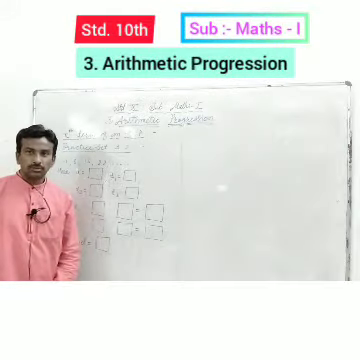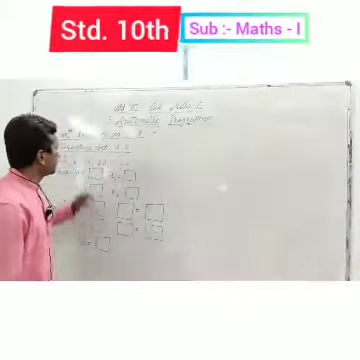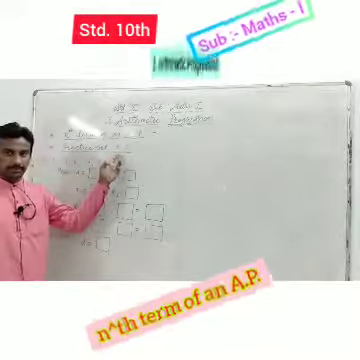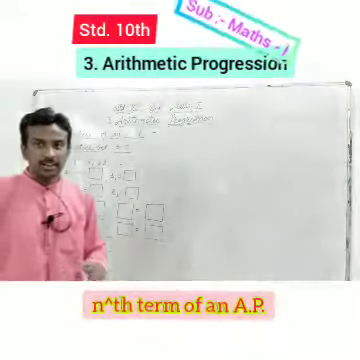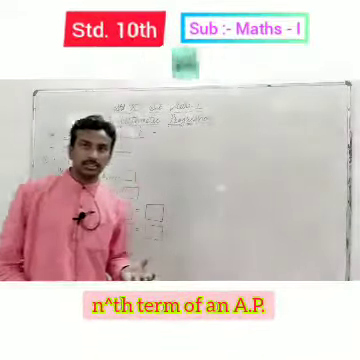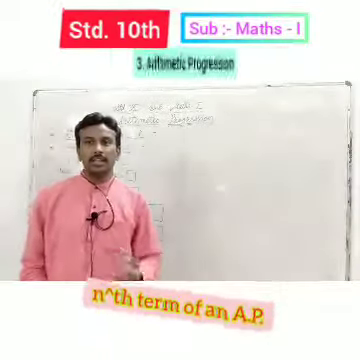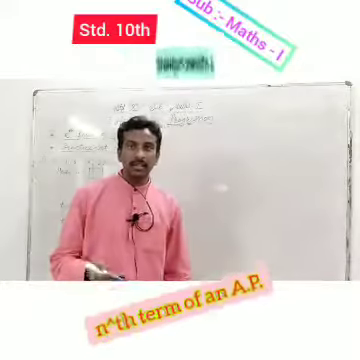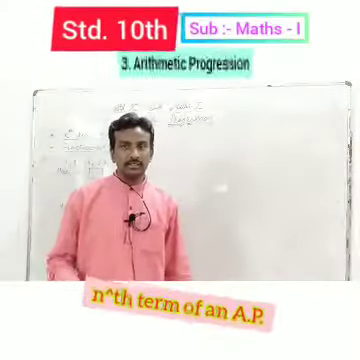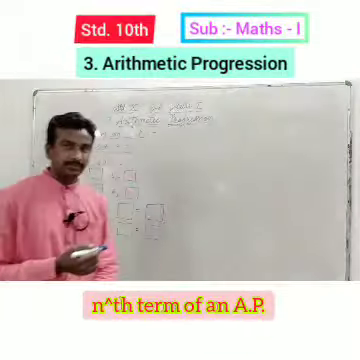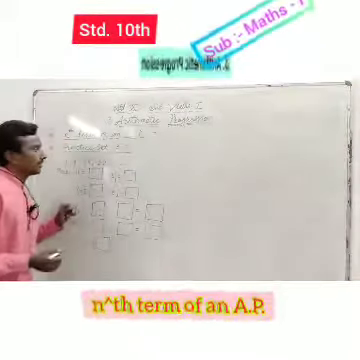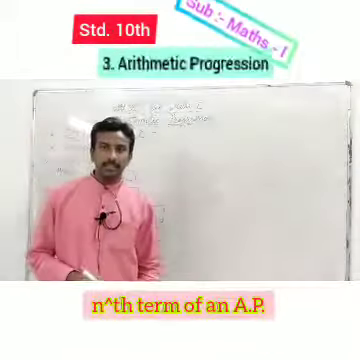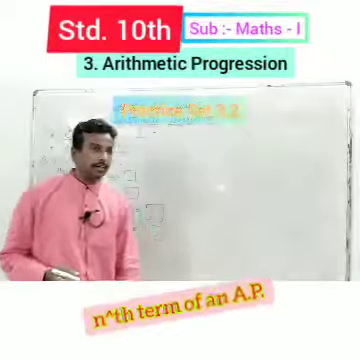In that, today we are going to study about the nth term of an AP. The nth term is the last term. We know the first term is denoted by T1, the second term by T2, the third term by T3. Similarly, the last term, that is the nth term, is denoted by Tn. We have to find out Tn. Now we will see some examples in practice set 3.2.